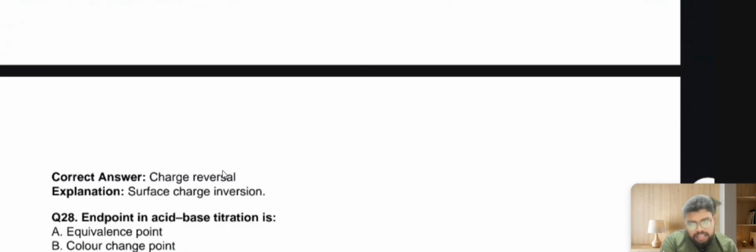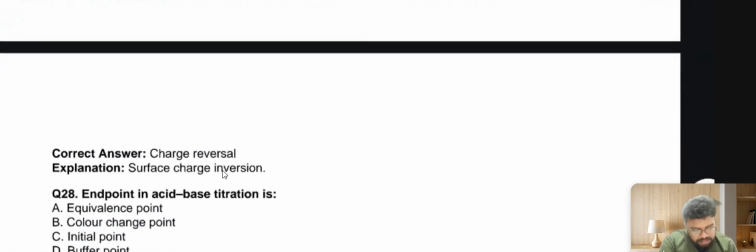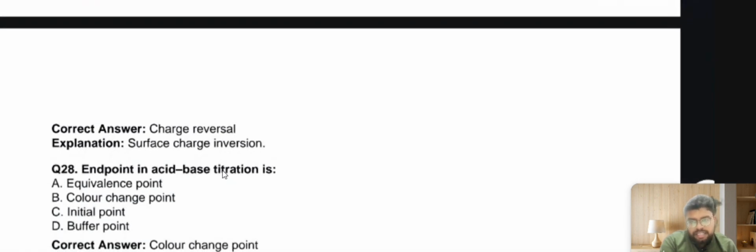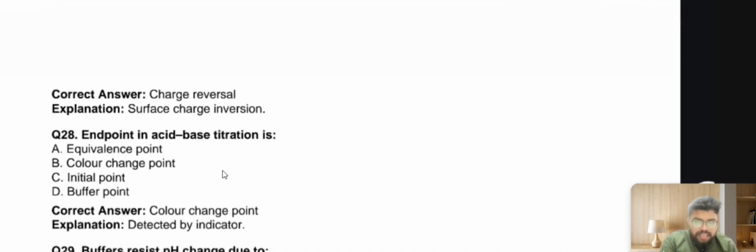Let's see, moving ahead to question number 28. What does question number 28 say? End point in acid base titration is equivalence point, color change point, initial point, buffer point. The correct answer is color change point. Why color change point? In acid base titration we use an indicator at the end point to detect it. It gives a change in color.